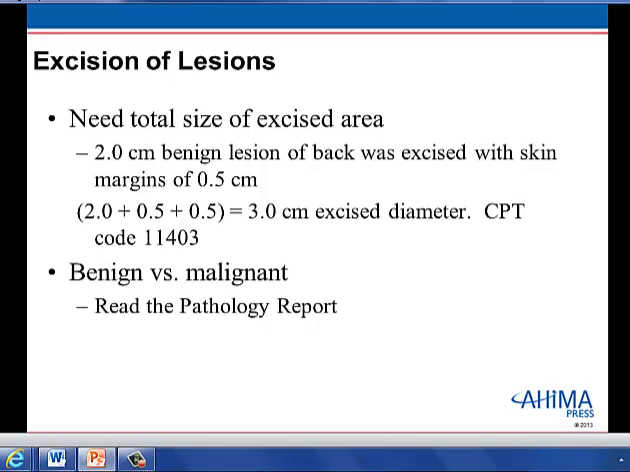The slide shows how to arrive at the total size of an excised area with margins. This 2 centimeter lesion with margin, adding the margin, is determined by measuring the greatest clinical diameter of the apparent lesion plus the margin required to complete excision, and that is lesion diameter plus the most narrow margins required equals the excised diameter. Please refer to your CPT book for further instructions.